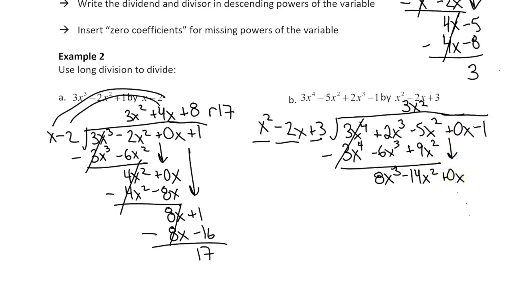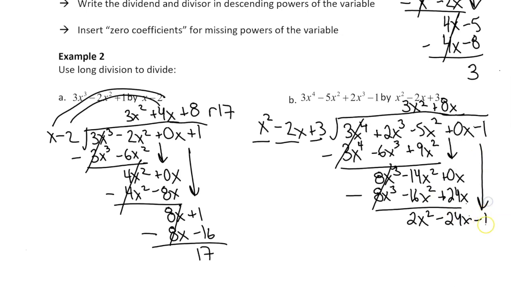Then we repeat the process, and you would say x squared times blank equals 8x cubed. So x squared times 8x. So we'll write that at the top right here. Negative 2x times 8x would give us negative 16x squared, and 3 times 8x would give us plus 24x. We get 2x squared, then we have 0 minus 24x. Carry down the 1 right there.